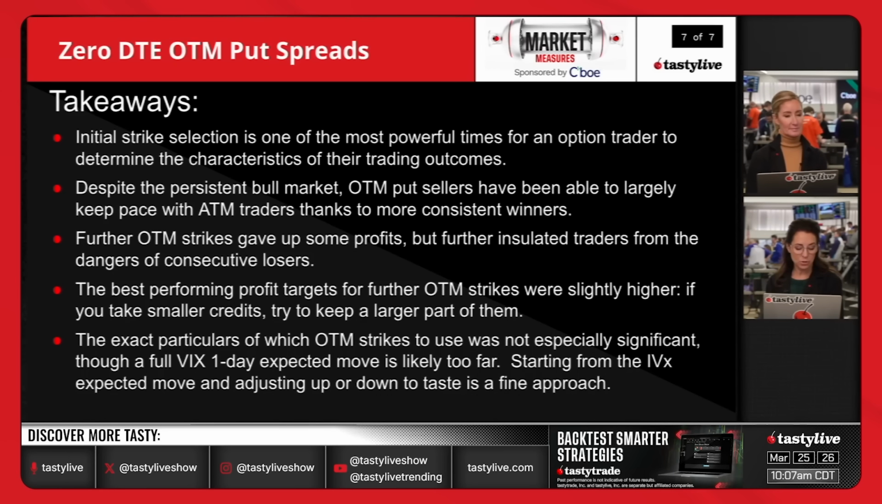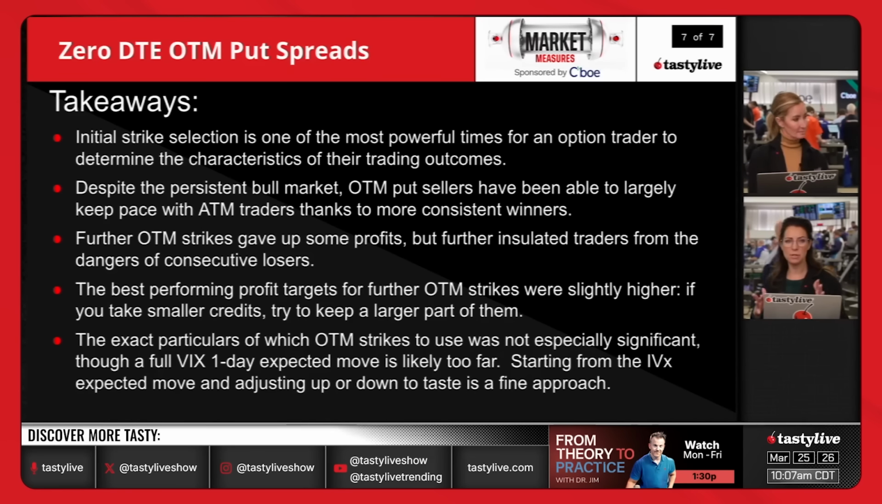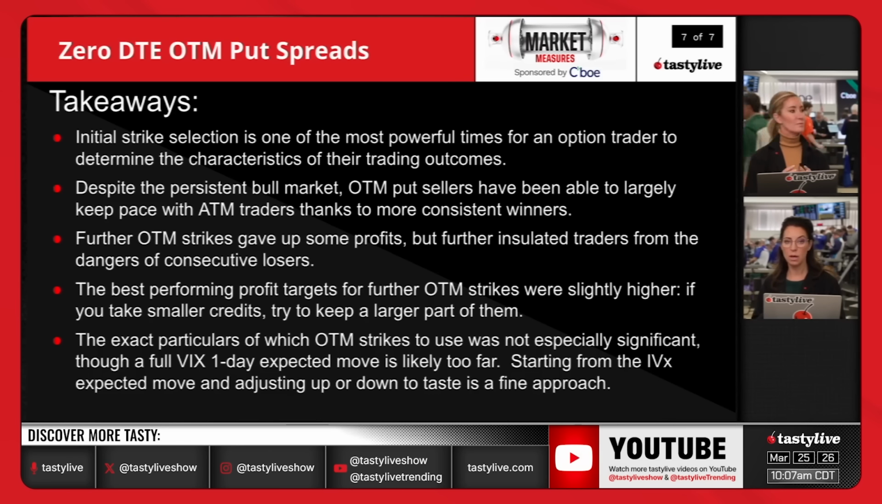Okay. The exact particulars of which out-of-the-money strikes to use was not especially significant. I think that's the important thing here, what we want everyone to remember. When we're looking at all these different parameters of sell it here or sell it here or sell it here, the exact particulars of which out-of-the-money strikes to use was not especially significant, though a full VIX 1D expected move is likely too far. Starting from the IVX expected move and adjusting up or down to taste is fine with the approach. So you're going to look at these, and they're all winners. There are no losers. That's a good point.